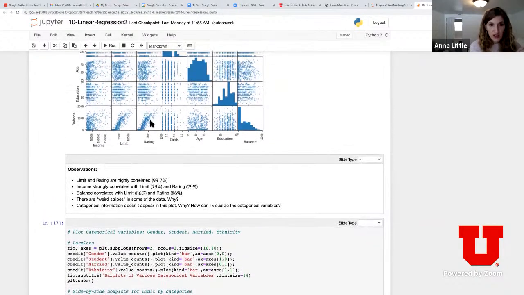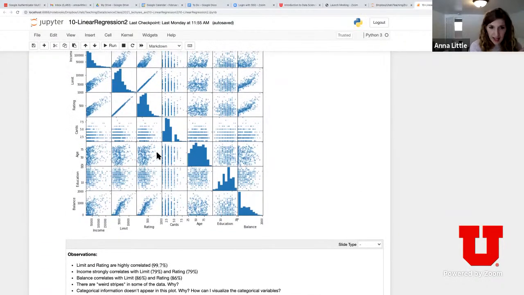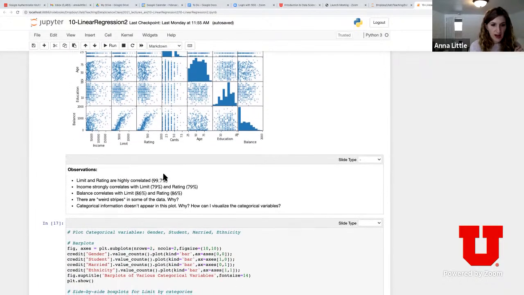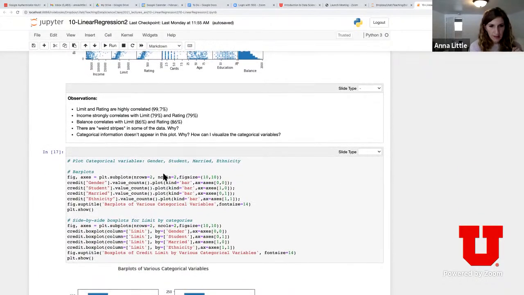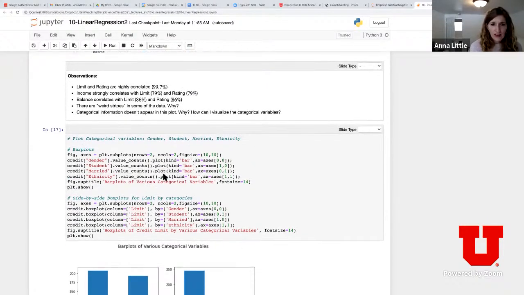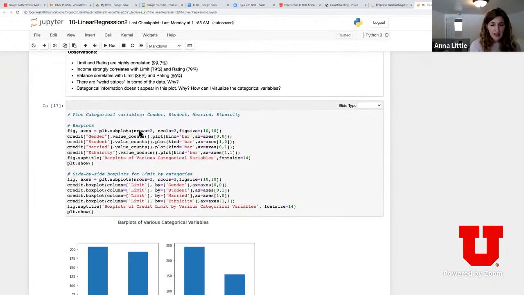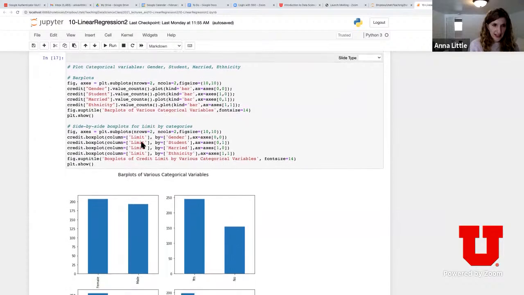So this is useful for exploring patterns and relationships between the quantitative variables, but we weren't able to do anything with the categorical variables. One thing I wanted to mention was how you can try to do some exploratory analysis related to categorical variables. One real simple thing that you can do is side-by-side box plots. I don't know if you're familiar with box plots, but I'll show you a picture here in a second.